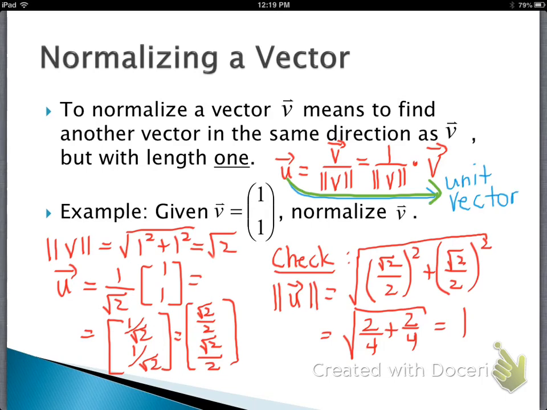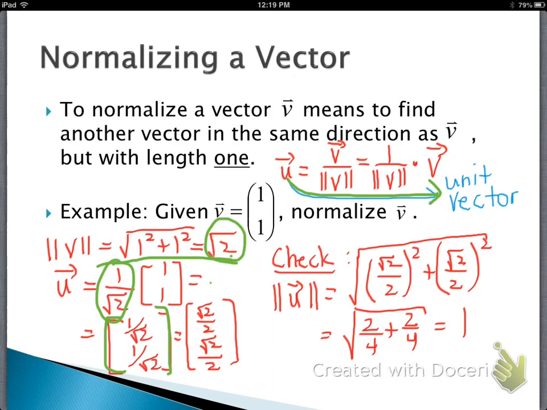So, given v, normalize v. Well, first we need to find the length of v. That's easy. Just take the entries and square them, and then take the square root. So we have the square root of 2 as the length. And then we just take 1 over the square root of 2 and multiply it by our vector. And so we get 1 over square root 2 and 1 over square root 2.